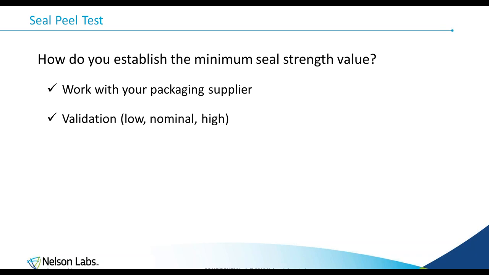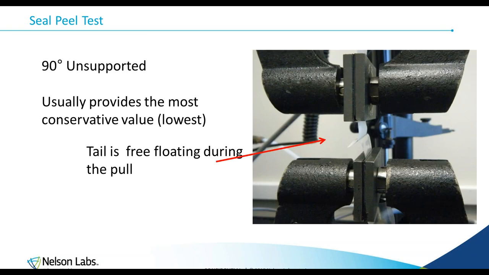So make sure you choose an adequate seal peel test when you conduct this testing. The three methods are this 90 degrees unsupported method when you do a seal peel test. As you can see here, the tail is free flowing. This is usually the most conservative and the most often conducted approach.